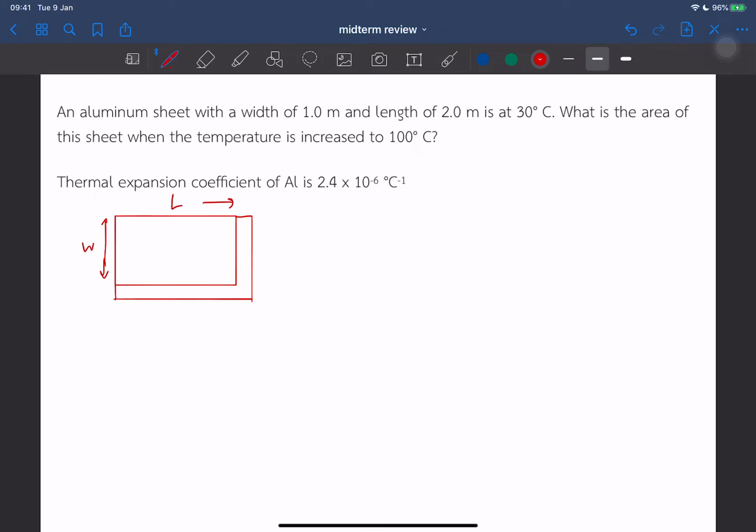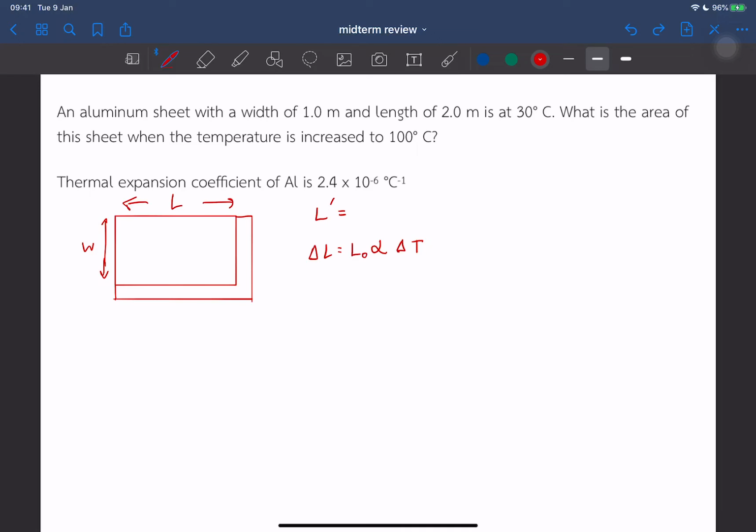The first thing we're gonna do is I call this the width and this the length. The new length I will call L prime. Now this is important because some of you might get confused about the formula. The formula that we discussed in class is delta L equal to L0 alpha times delta T, where alpha is the linear expansion coefficient, which is given here for aluminum. Delta L is the length increase. So if you want the length in the end, you have to add this length increase to the initial length, not just delta L alone, right?